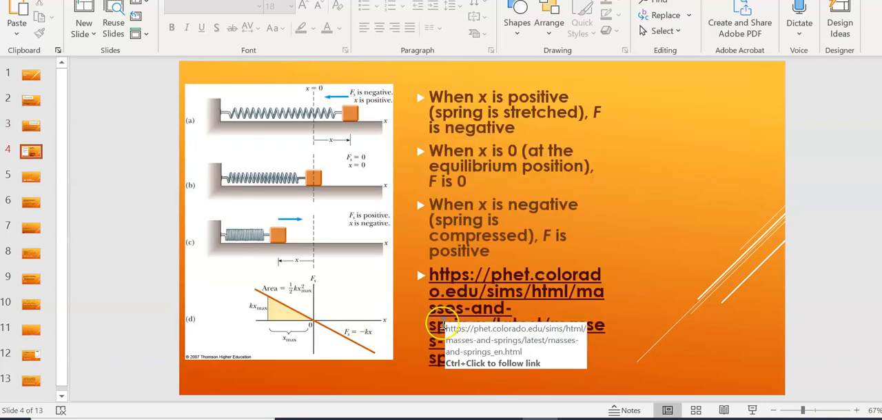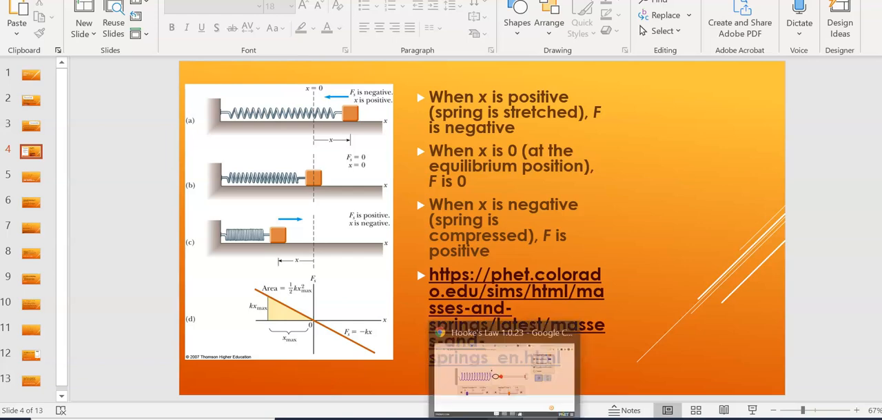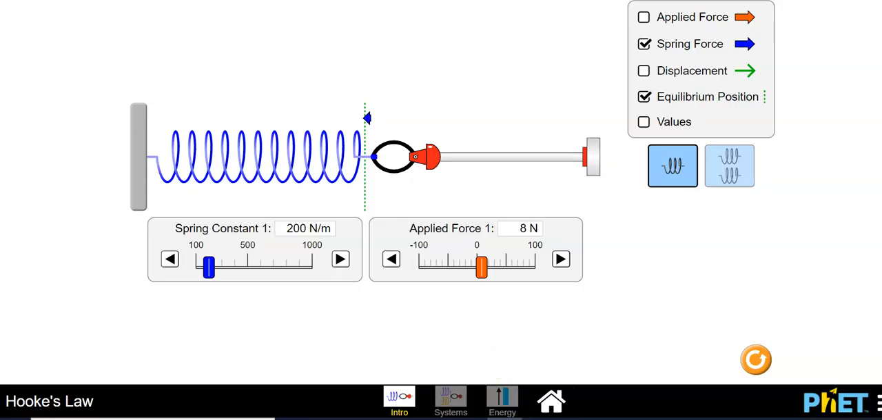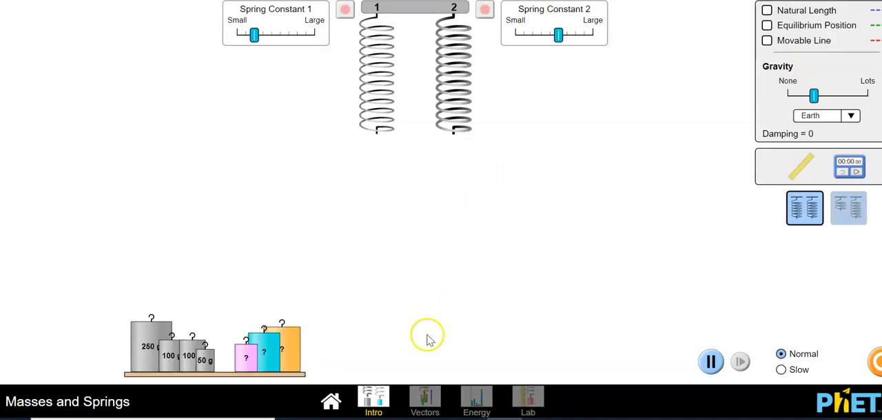Okay, so now let's look at a different PhET. In this PhET, I want to show you a couple of different springs. And yet again, I've given you the link to this PhET. So here I have the spring on the left, and you can see it's a little skinny spring, so it's got a smaller spring constant. And then the spring on the right, let's make it even bigger, has a larger spring constant.